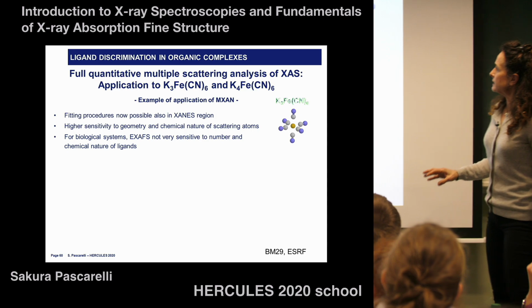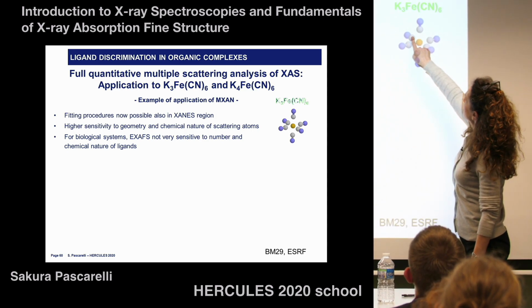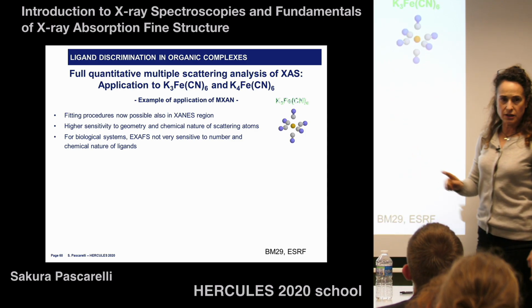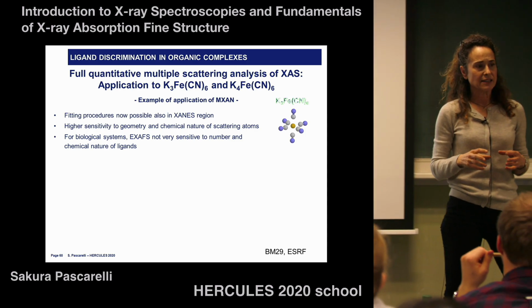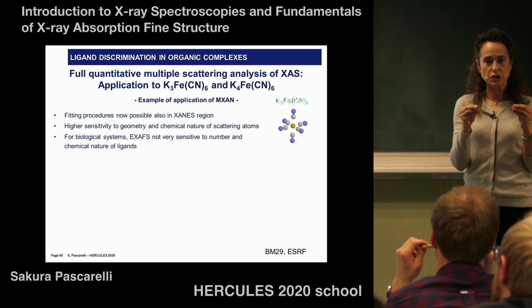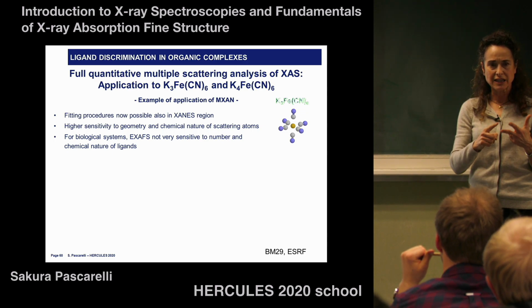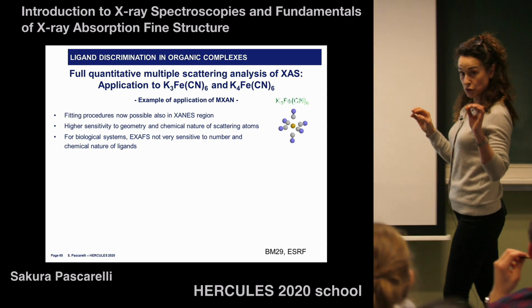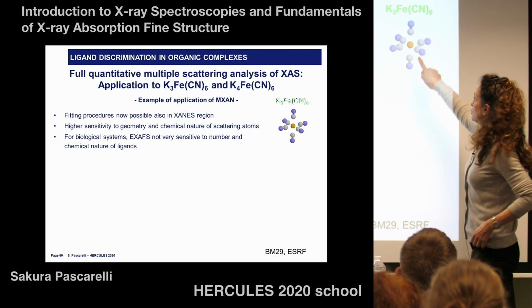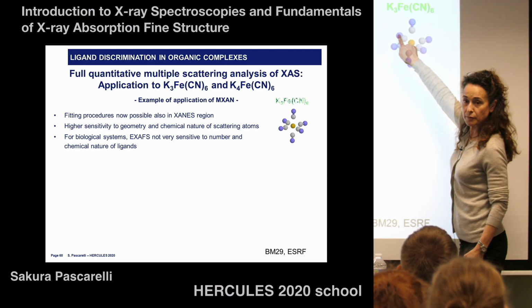Because here we're looking at a complex which has iron, and then it has carbon and nitrogen. Now, EXAFS has a lot of trouble distinguishing light elements which have only one electron difference. So carbon, nitrogen, oxygen, it's very difficult by doing an EXAFS measurement only to know whether you have here carbon and nitrogen, or nitrogen and carbon, or oxygen and nitrogen.